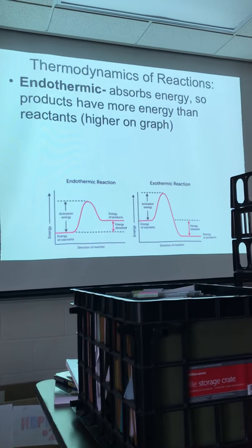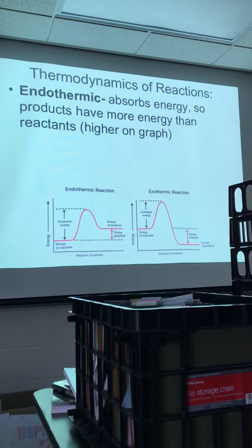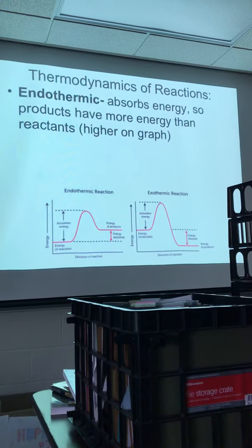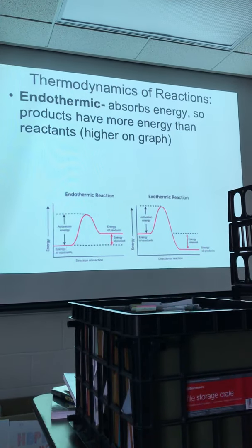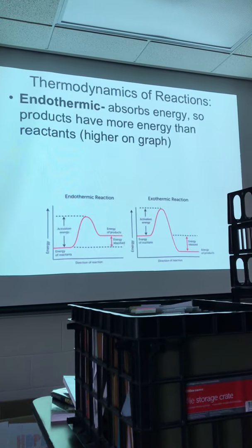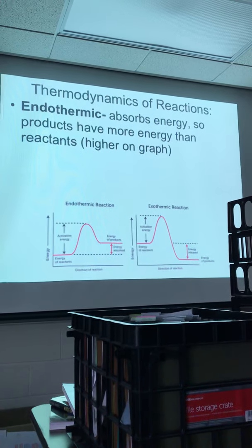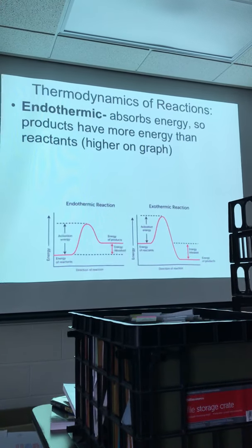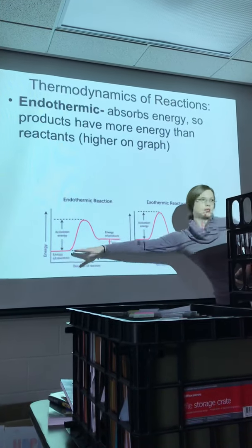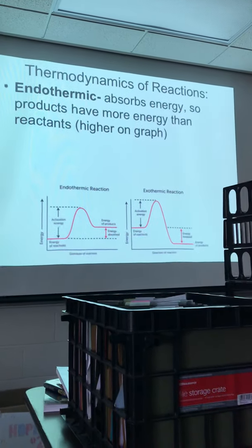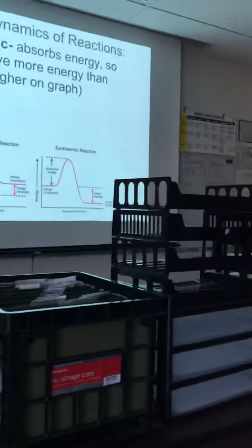So the products are at the end, right? So in which one of these graphs are the products higher than the reactants? Yeah, the first one. The one that's labeled endothermic. Right? So those products are higher than the reactants. Those products have more energy than the reactants did.